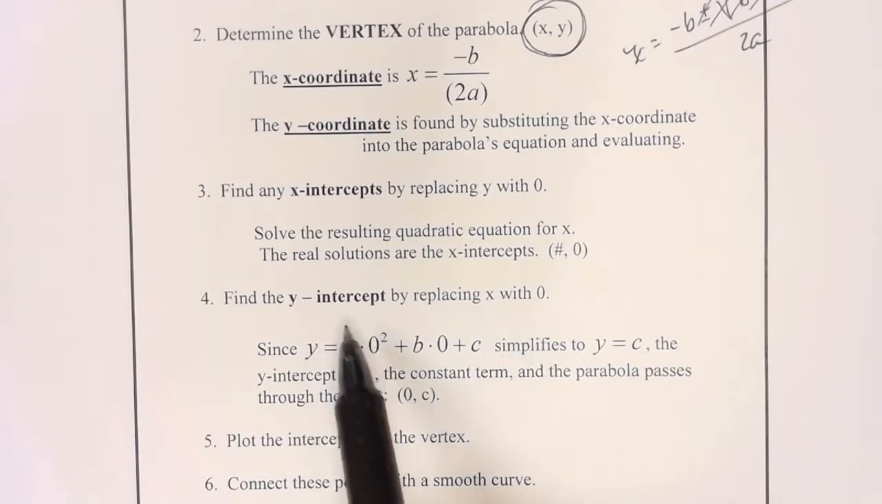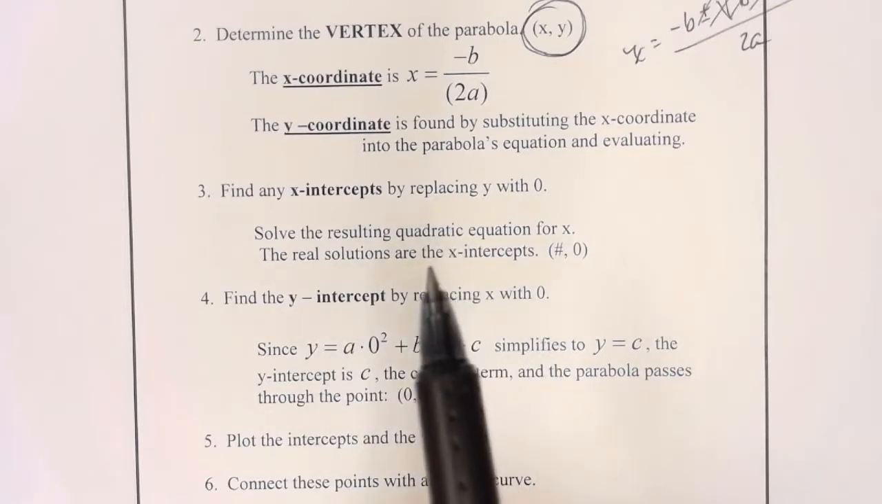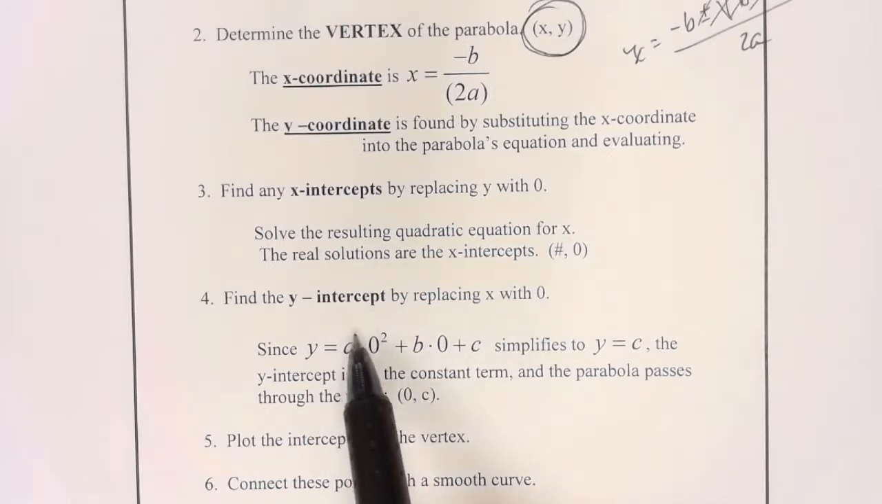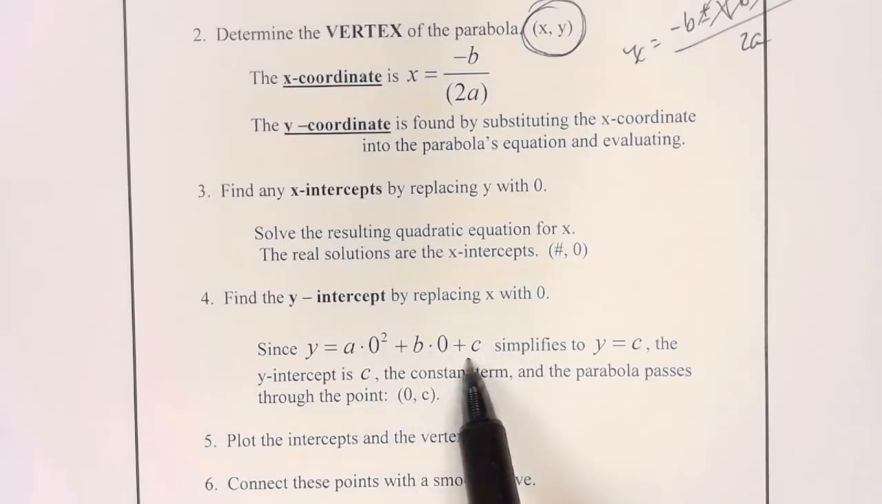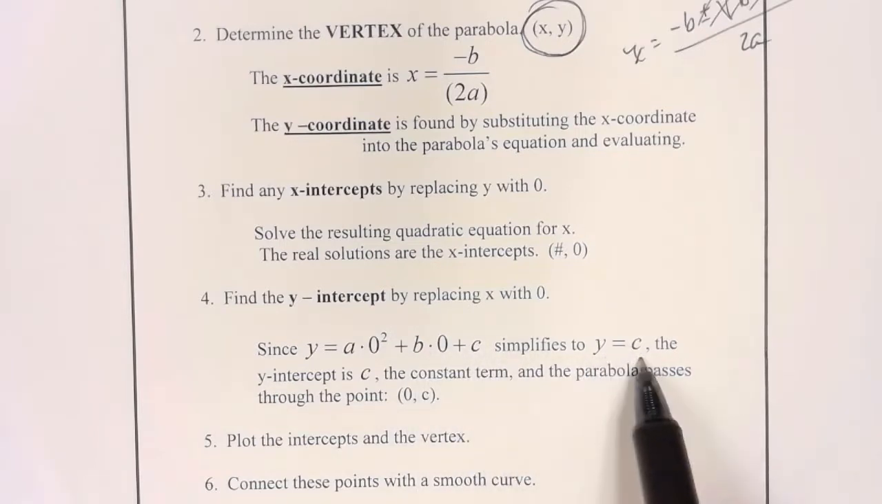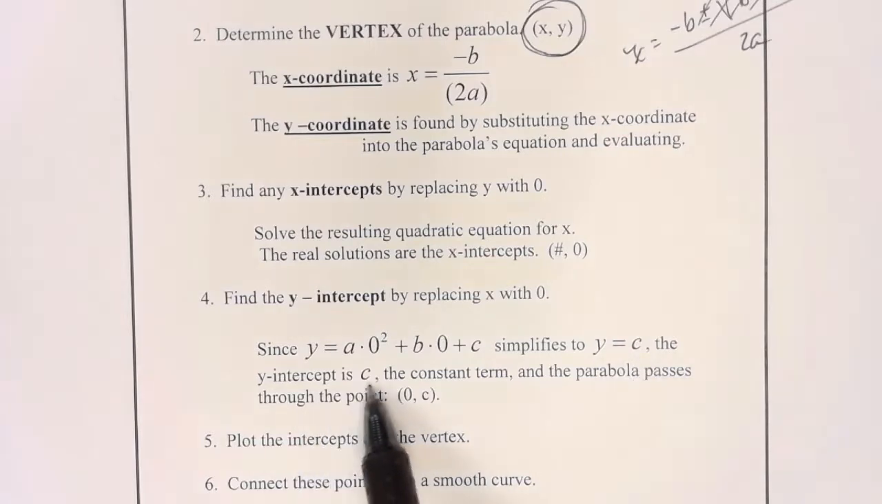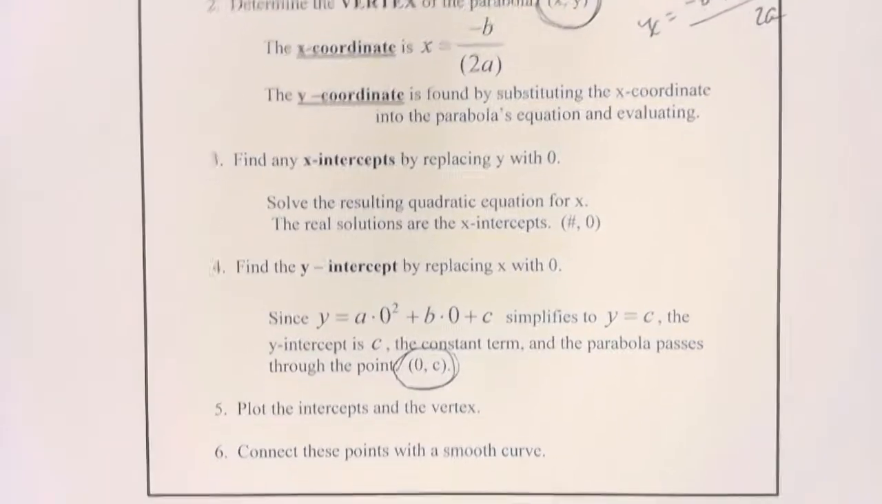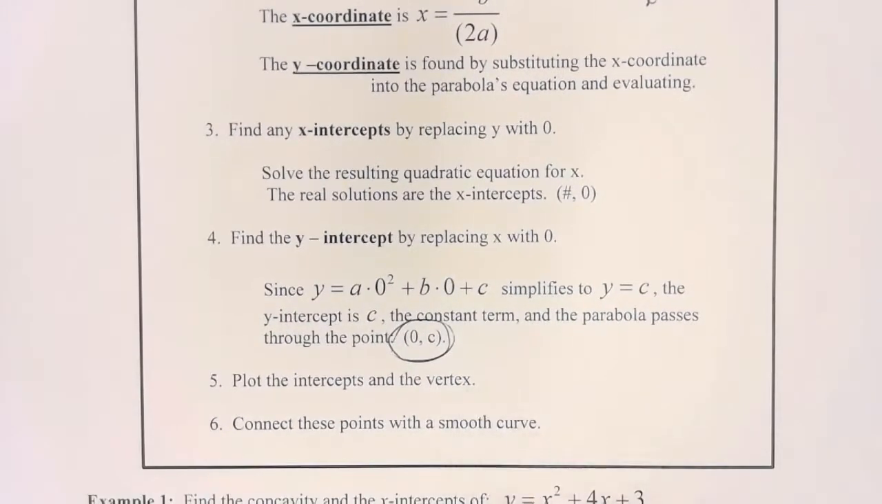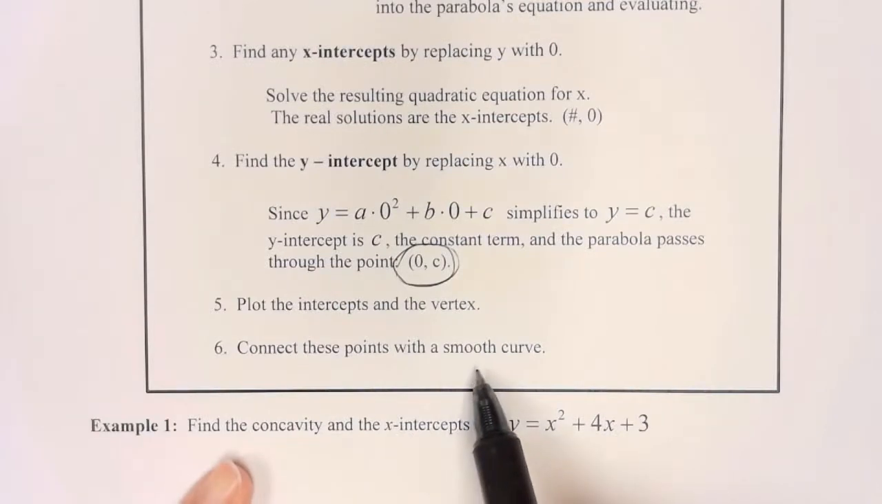And this is the easiest, other than finding the concavity, piece of information to find. When x is 0, it takes out that term and that term. All you have left is your constant, y equals c. So the y-intercept is going to be the constant term. Write it in point form. X is 0, y is c. You plot your intercepts and the vertex, and then you connect these points with a smooth curve. I have to sketch. I can't do a real smooth one.